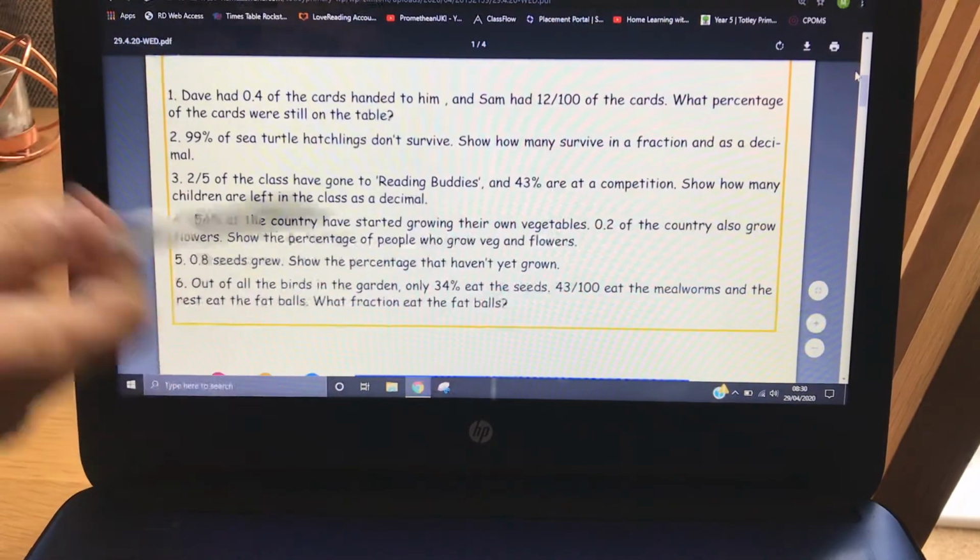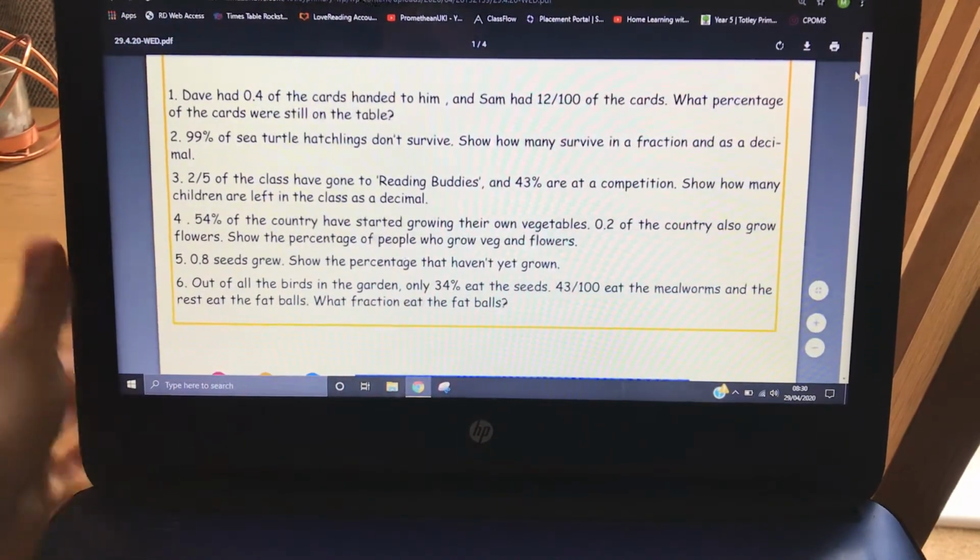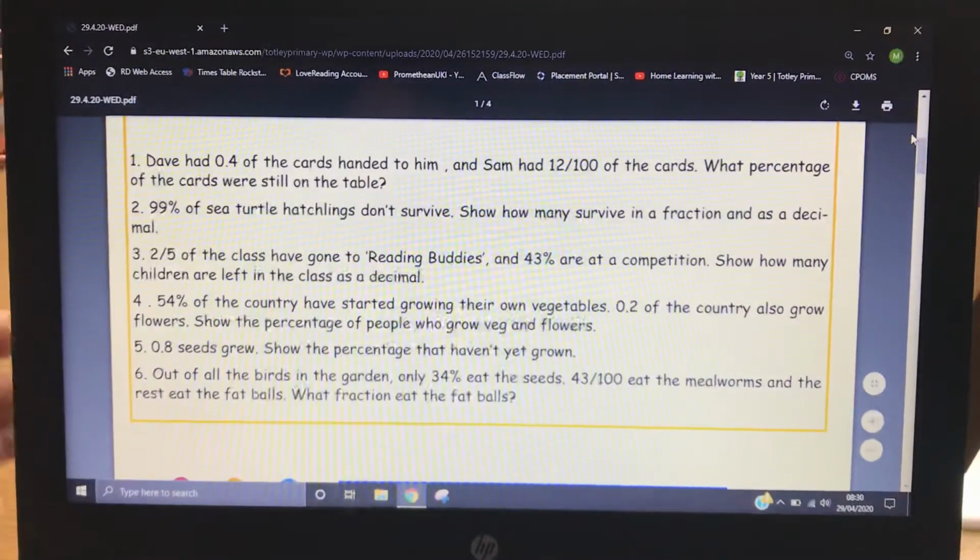Okay? I'm just going to talk about these, otherwise I'll be flicking backwards and forwards on the screen all the time. 2/5 of the class have gone to reading buddies. 43% are at a competition. Show how many children are left in the class as a decimal.